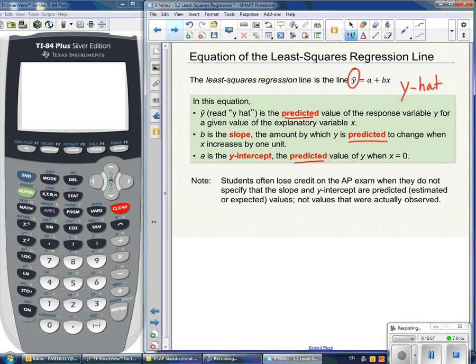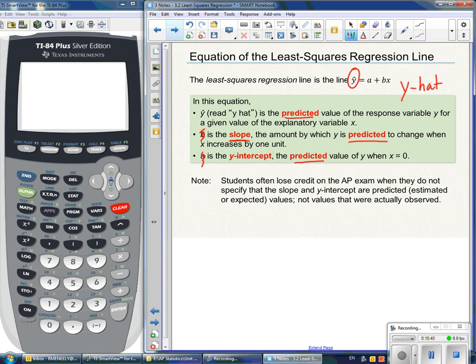b is the slope, and again, don't get hung up with which is a and which is b. Just remember your slope is your rate of change. It's the amount by which your variable y is predicted to change as x increases by 1 unit. And x always increases by 1 unit, and your slope gives you how y is predicted to change. So it's either going to be predicted to increase or decrease based on the sign. Your y-intercept then is just going to be the predicted value of y when x is 0. It's your initial value. It's what we expect the initial value to be based on our line.